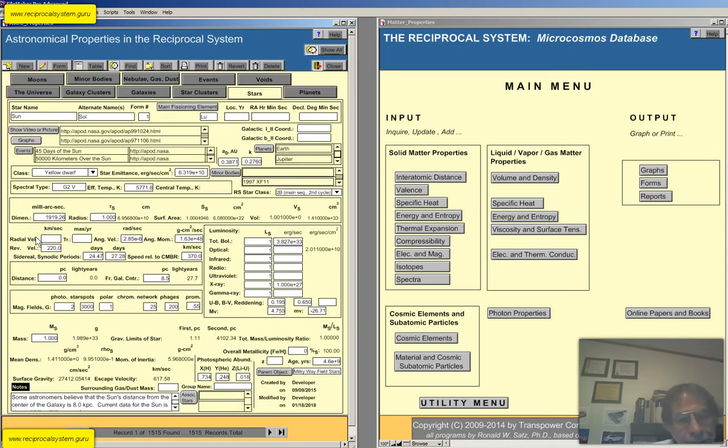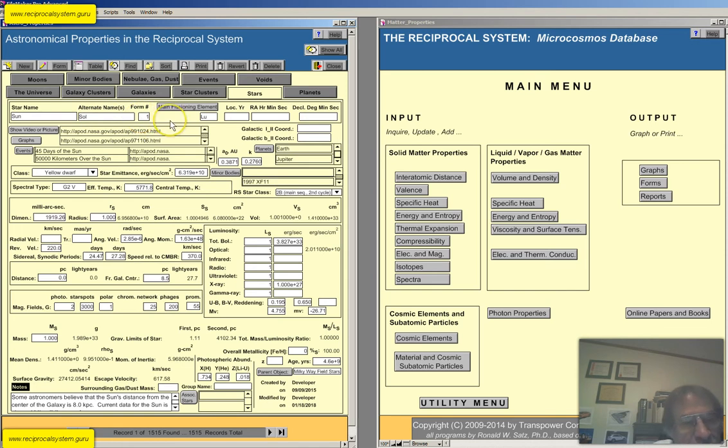So we'll go here, and we'll go through each of the fields in turn. We're going to look at the record for the sun. The star name is here, obviously. Any alternate names for the star would be in this field. In this case, it's Sol. The form number is 1.